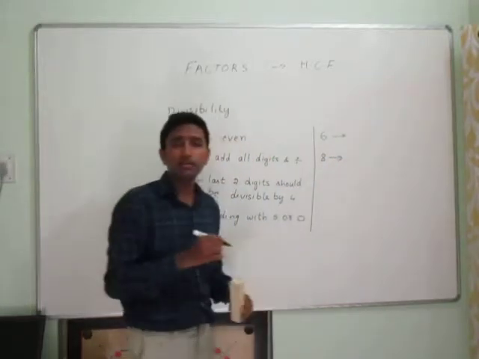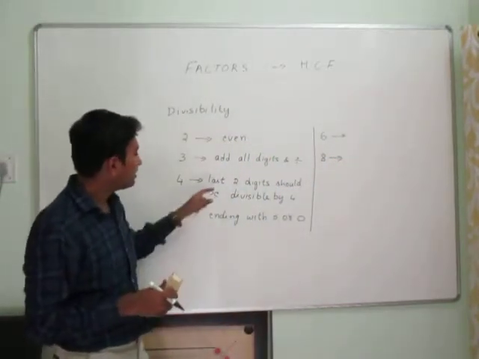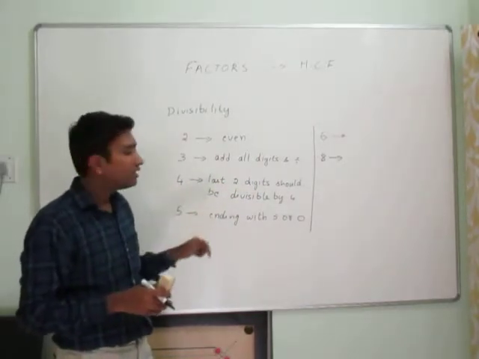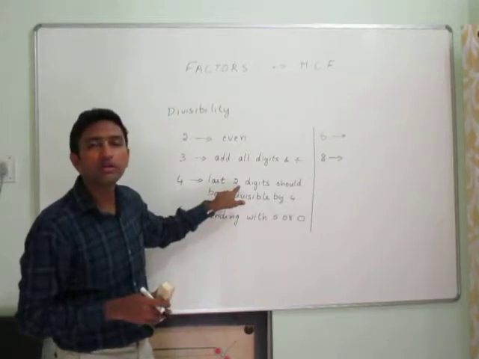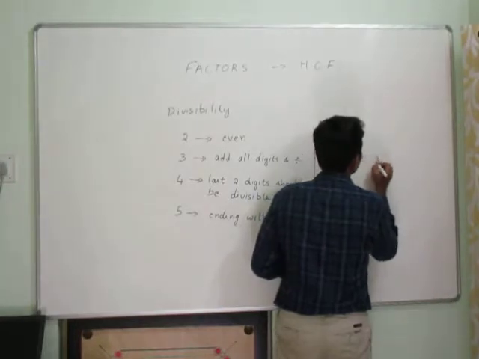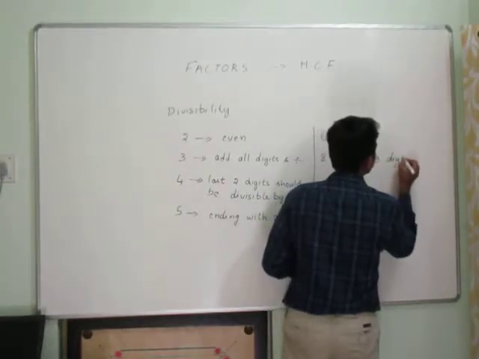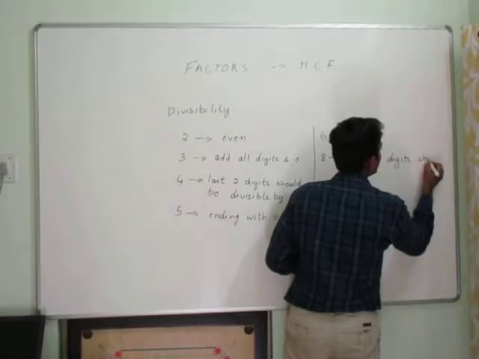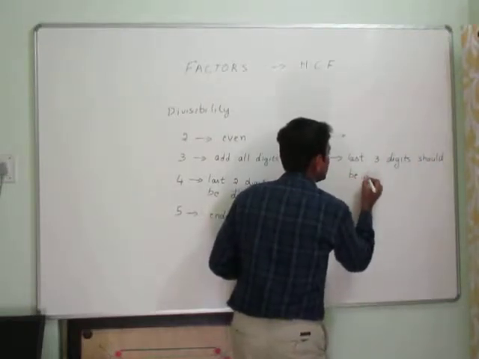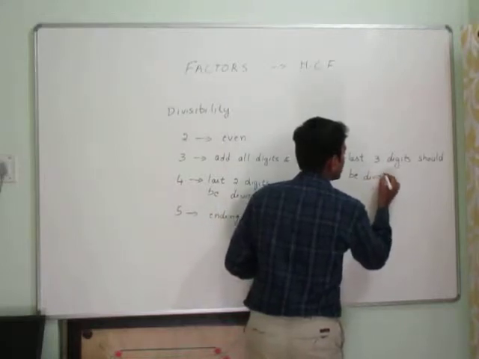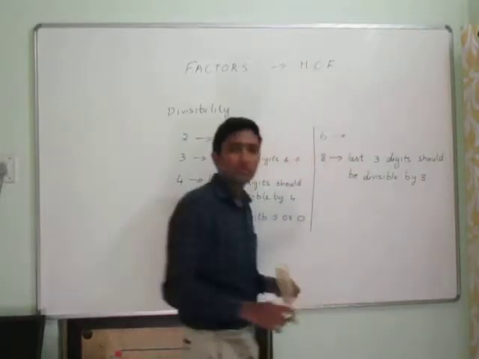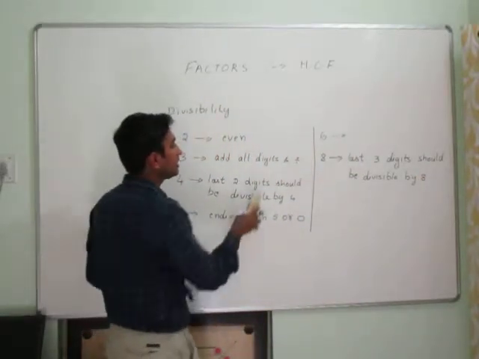How to know whether a number is divisible by 8. Now see here, for 4 the last two digits should be divisible by 4. For 8, instead of the last two digits, it will be the last three digits. Last three digits should be divisible by 8.